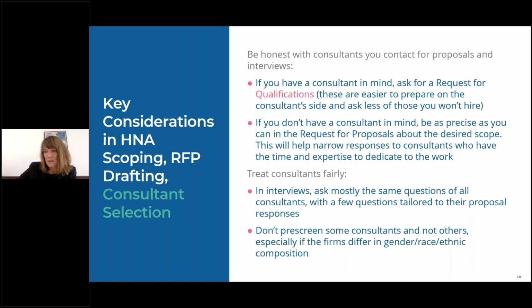The other thing I just wanted to mention, because we've had this experience, and it seems to be a little more common than I've seen it in the past, is in interviews asking mostly the same questions of all consultants with a few questions tailored to their proposal responses. People are really busy right now, and we've found that the interviews, particularly virtually, have been a little more informal than in the past. And I think just purely from a procurement perspective, making sure that you are asking the same questions is just a really good idea.